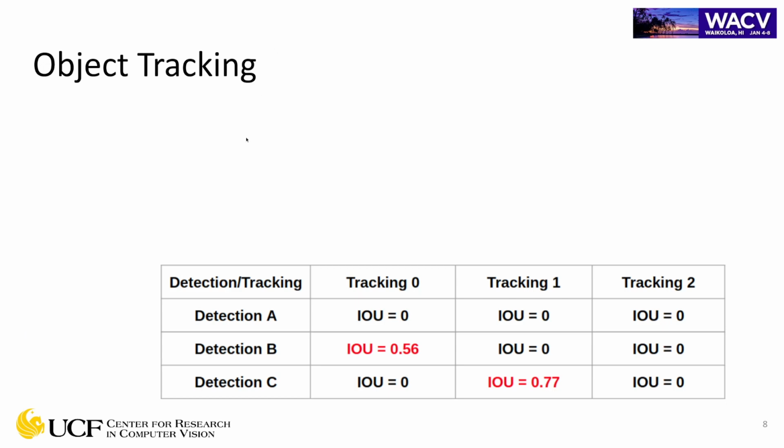The object tracker we use is the SORT tracker, which operates on bounding boxes to determine which detections are the same object. The main way it does this is through intersection over union, or IOU, criteria. In most cases, this is quite straightforward.